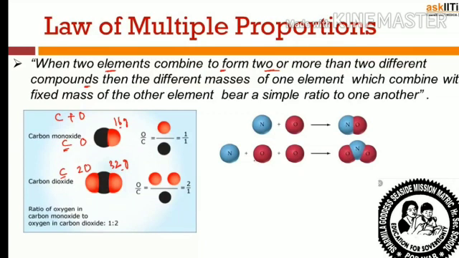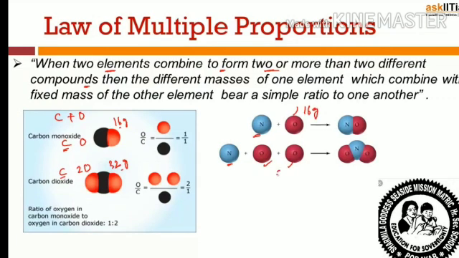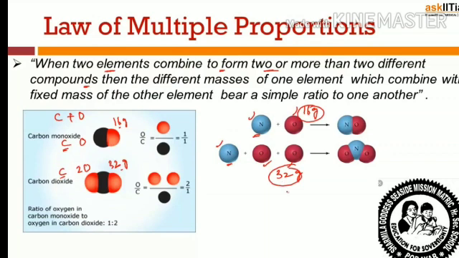Another example you can see, NO and NO2. This is the fixed mass of one element and this is the different mass of the other element, that is oxygen. It is one atom, that is 16 grams, and here it is two atoms, 32 grams. So this is the different masses of one element combining with the same mass of the other element. And these two masses bear a simple ratio to one another. So this is about the law of multiple proportions.